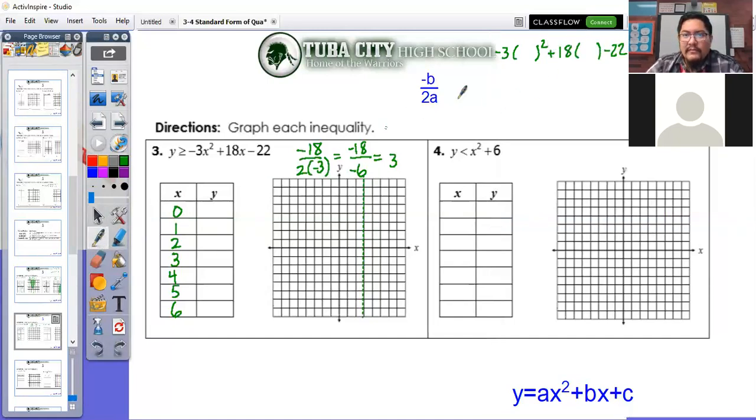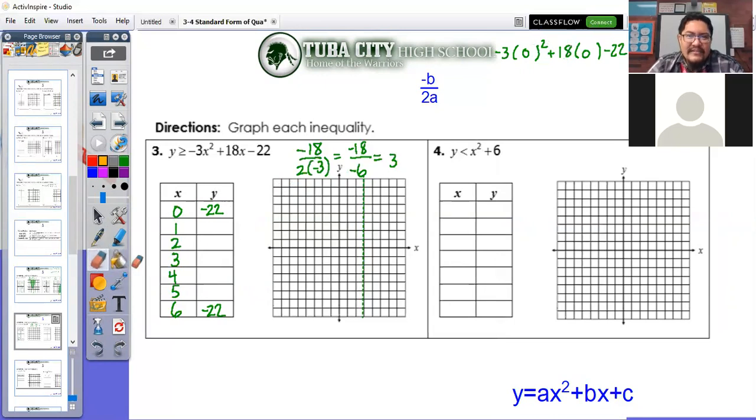All right, first number we're going to plug in is going to be 0, and we're just going to go down the table, which in this case, it looks pretty obvious because 0 squared and 0 times 3 is going to be 0. So 18 times 0 is also going to be 0. So that's just going to leave us with negative 22. And since this is off the graph, I'm going to go ahead and just fill it in on this side.